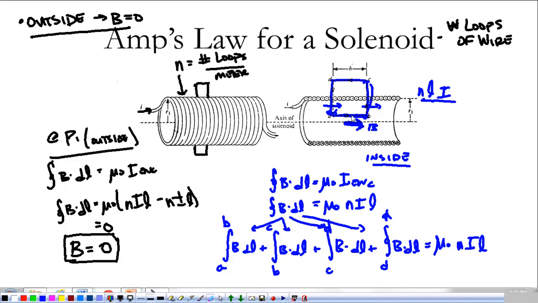Now, the dot product means that when the magnetic field is parallel to my length, it's going to give me the maximum value that we have. And when they're perpendicular, it gives me 0. And we see from this line segment, B to C, I have 0 contribution. And from D to A, again, I have 0 contribution. And we just said over here that outside the magnetic field was equal to 0, so I have 0 contribution from that part. So it's B dot dl from A to B.